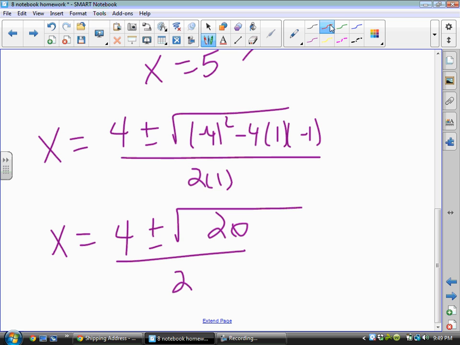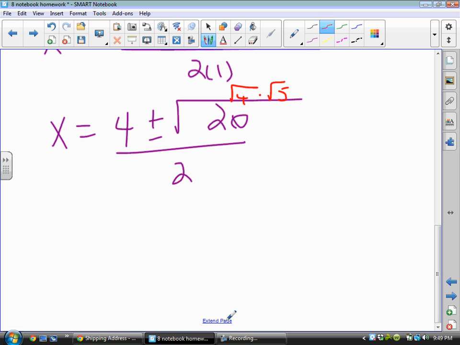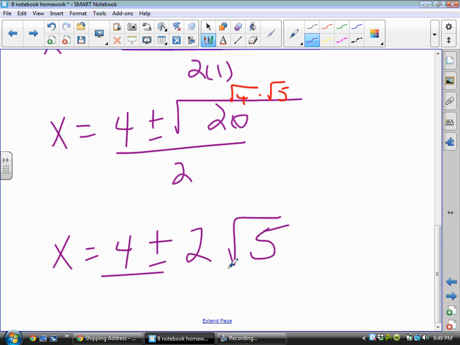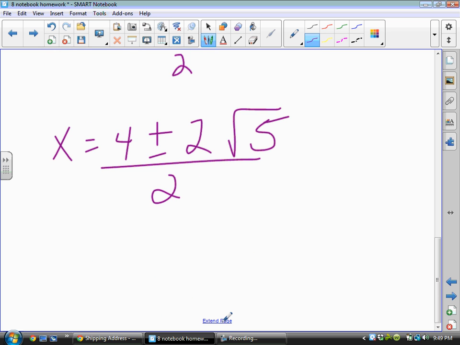Now I'm going to simplify this 20 into the square root of 4 times the square root of 5. Okay. I know the square root of 4 is worth 2, so I'm going to pull that out of the square root, sorry, and leave the square root of 5. I don't really know what that is off the top of my head. Now I can simplify this to be 2 plus or minus the square root of 5.